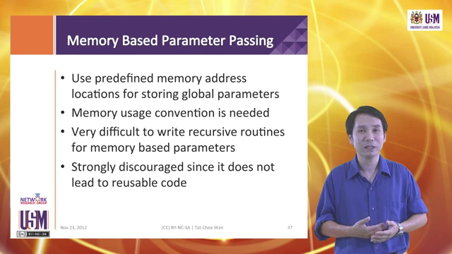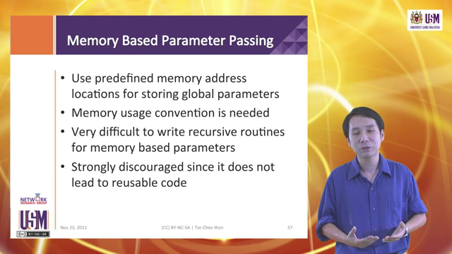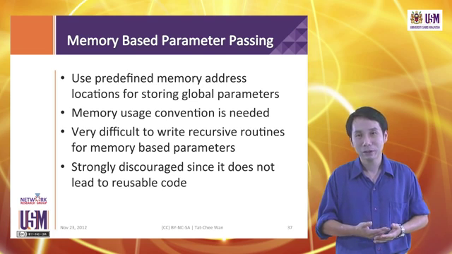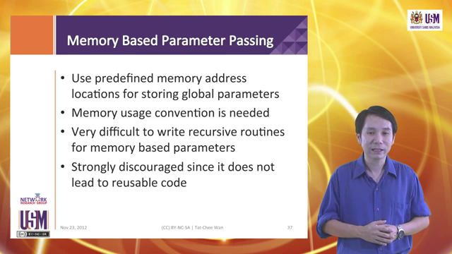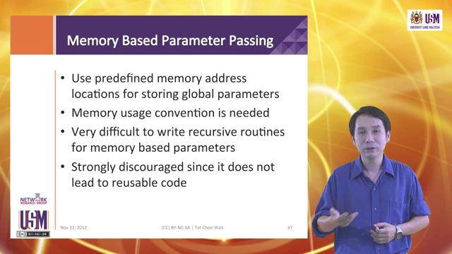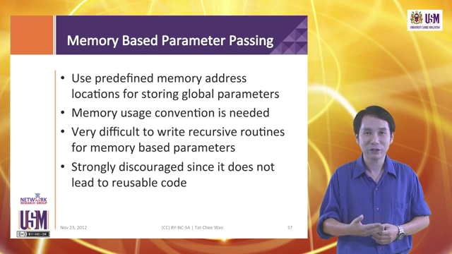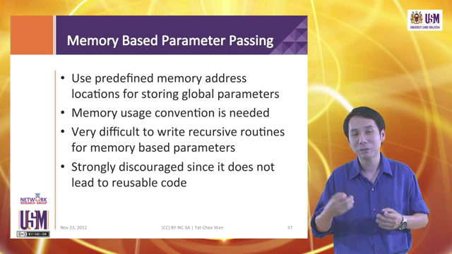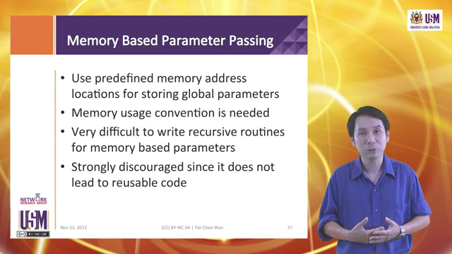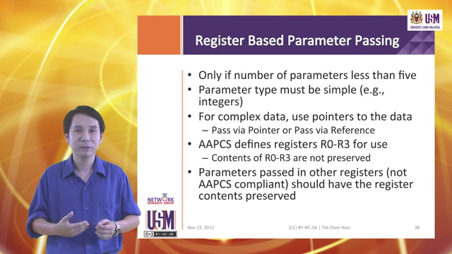Now, if we use the memory-based parameter passing approach, it is very difficult to write recursive routines, since you may end up using the same location over and over again, such as for the factorial routine. Unfortunately, we also need to keep the previous value of n before we can calculate the multiplication of those values with the factorial result. Finally, it is strongly discouraged because it does not lead to reusable code. If we use a given routine using a memory address location A, and a different routine written in a different program uses the same memory address location A for a different purpose, we cannot combine these two routines together into a new program. Now, the second approach is called register-based parameter passing.